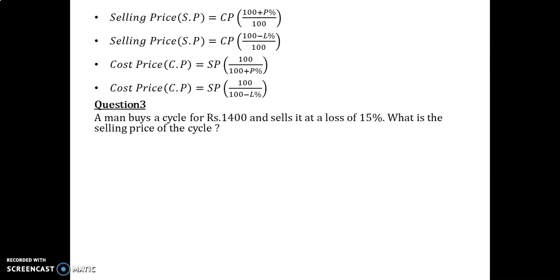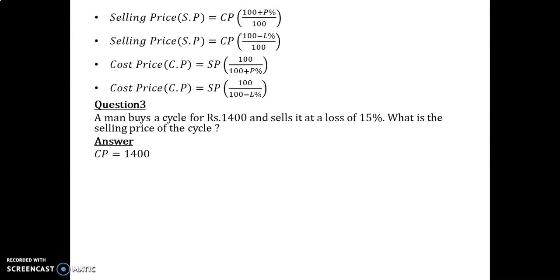So the question is, a man buys a bicycle for Rs 1400 and sells it at a loss of 15%. What is the selling price of the cycle? For every question, we need to analyze what the points given in the question are. According to that, we will arrive at our answer.